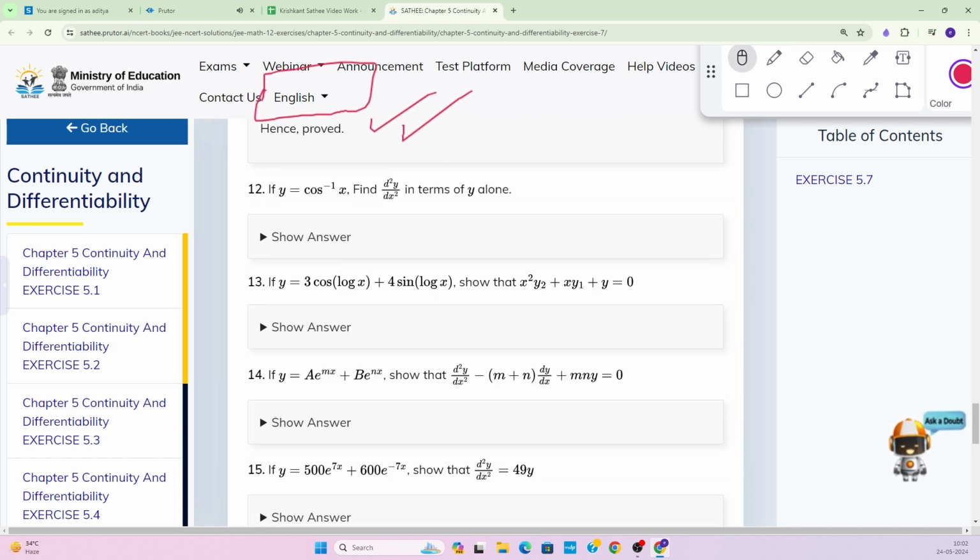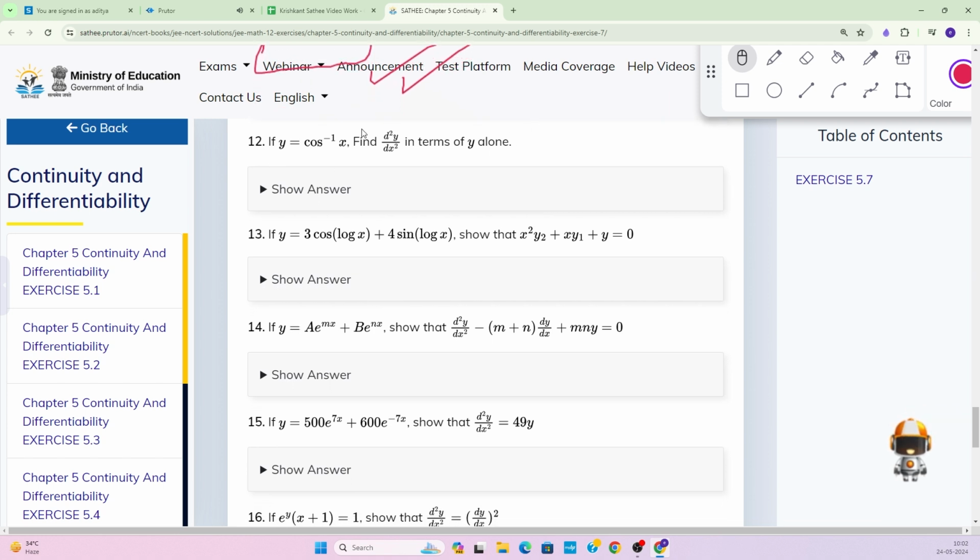Now the 12th problem. The 12th problem says y is equal to cos inverse x. Then we have to find the double derivative, but in terms of y. Okay, no problem. So the derivative of y is equal to what? Minus 1 by root 1 minus x square. That's what we have.